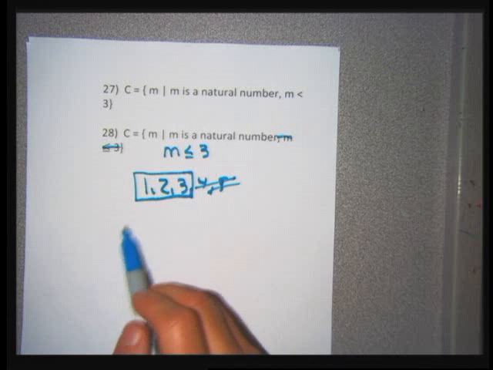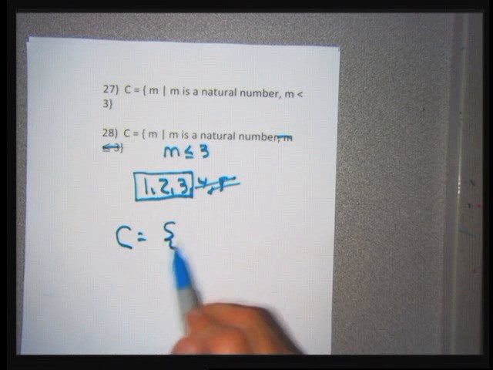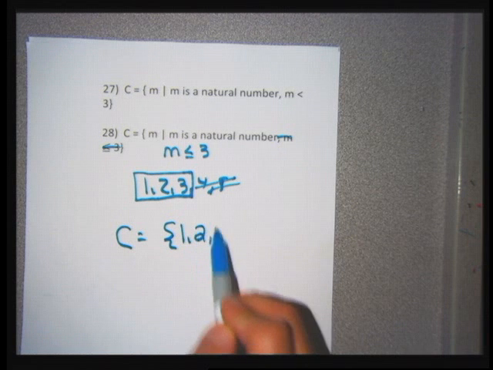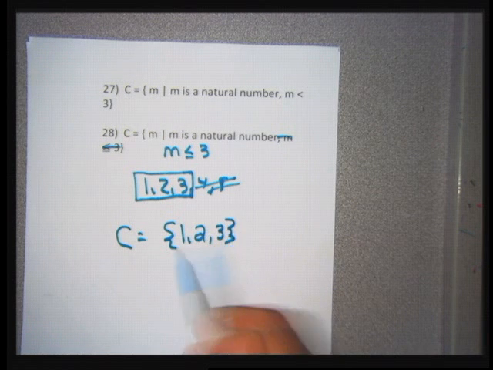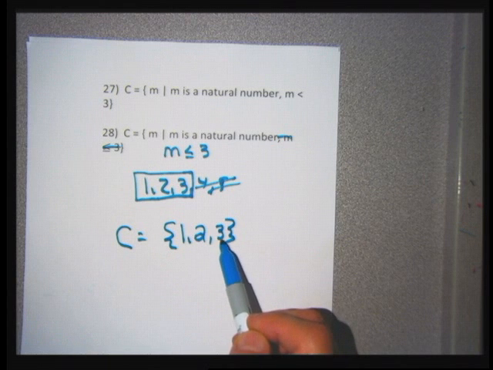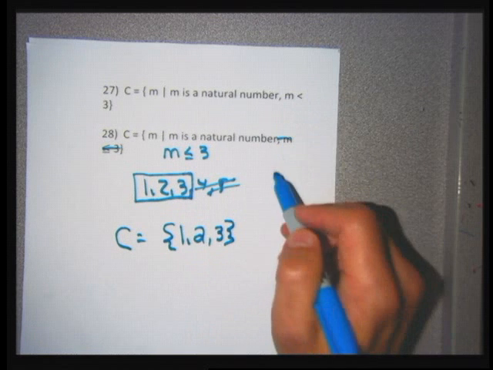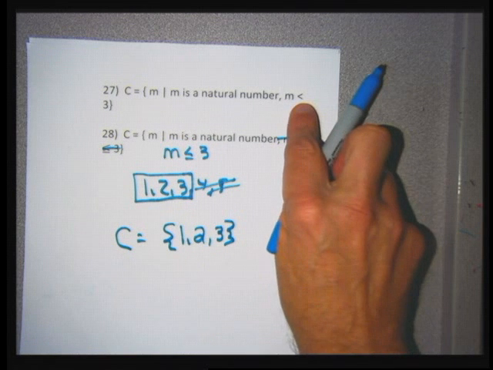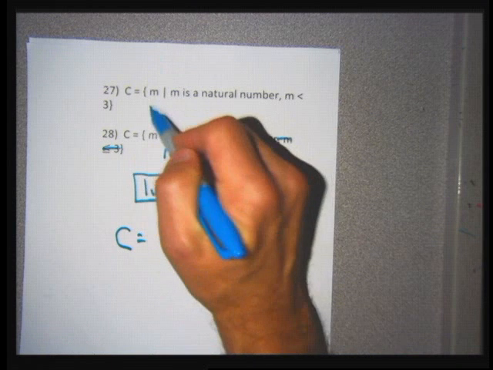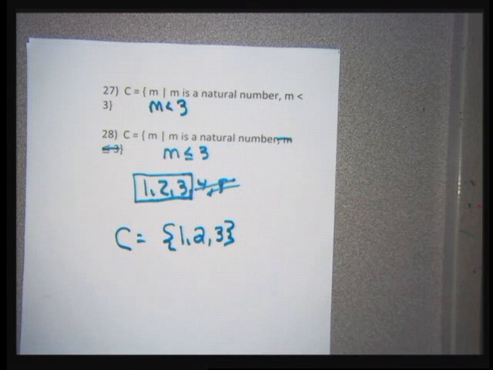So my answer for number C, or question 28, the set C is a set of natural numbers less than or equal to 3. There's the natural numbers. 2 and 1 are less than 3, and then 3 is equal to 3. So it counts the 3 because it has the or equal to. If it just had m is less than 3, like the problem you're getting in problem 27, your answer is not going to include the 3, because less than without the equal to sign doesn't include the number, it includes the first natural number less than it.